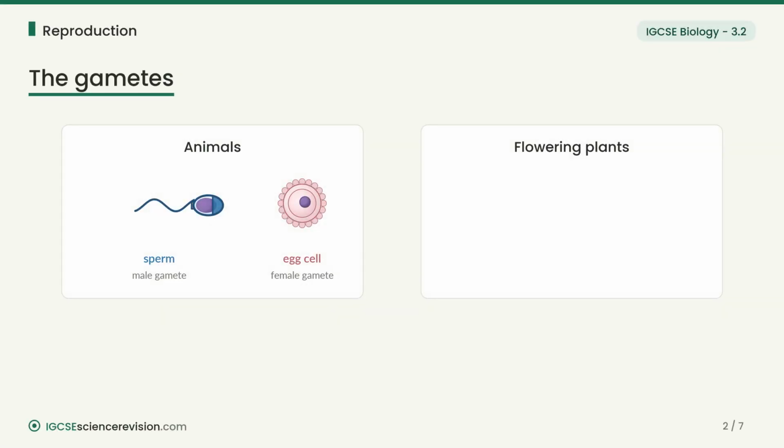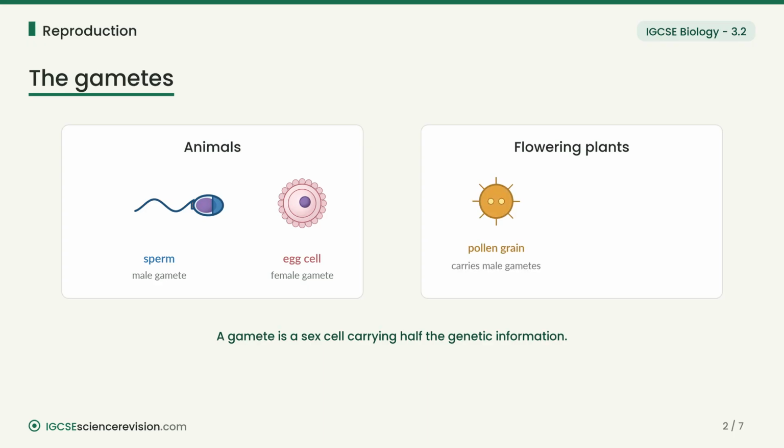Living things make sex cells called gametes. In animals, the sperm is the male gamete, and the egg cell is the female gamete. Each gamete carries half of the genetic information needed to make a new organism. In flowering plants, a pollen grain is not itself the male gamete. It carries the male gametes. The ovule contains the female gamete, or egg cell.